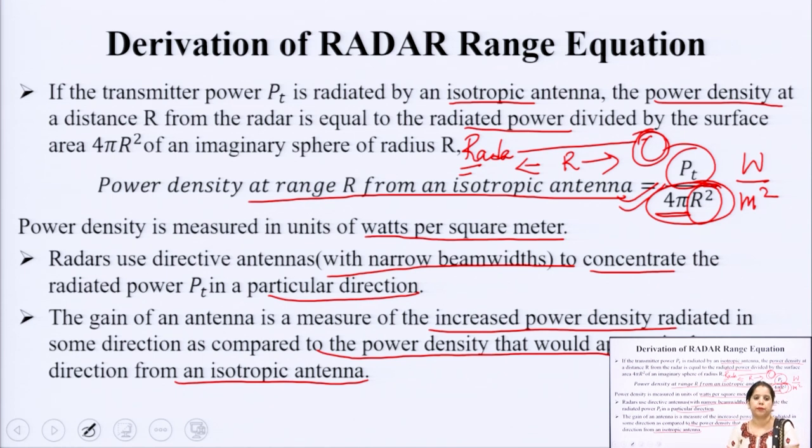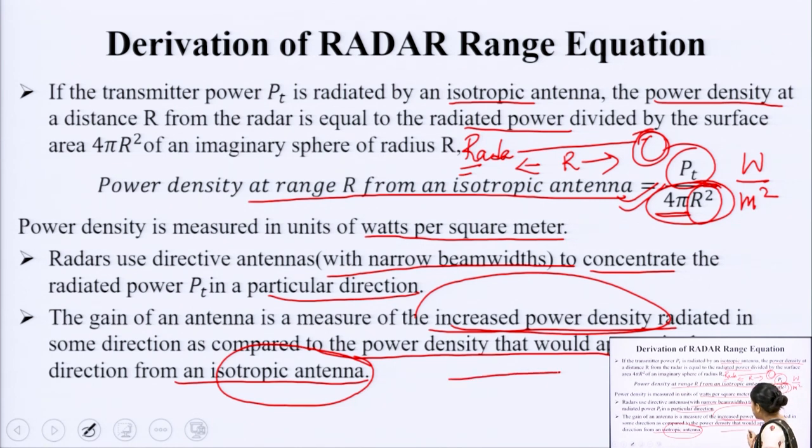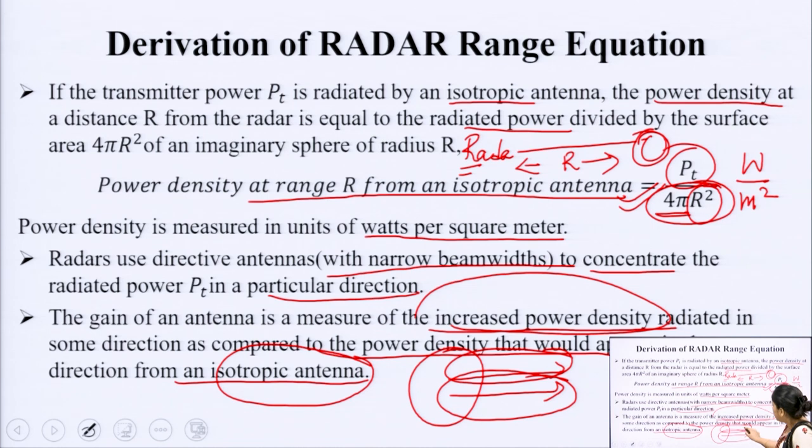Since an antenna is a passive component, its gain is described in terms of standard values, and the isotropic antenna is the reference here. Basically, the gain of an antenna is a measure of the increased power density radiated in some direction, compared to the power density that would appear in that direction when using an isotropic antenna. It is the ratio between the power density in a particular direction from the antenna whose gain has to be measured, and the power density in that direction from the isotropic antenna, whose gain in that direction is already known to you.